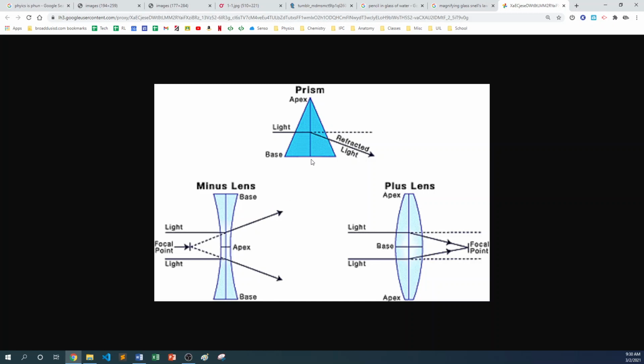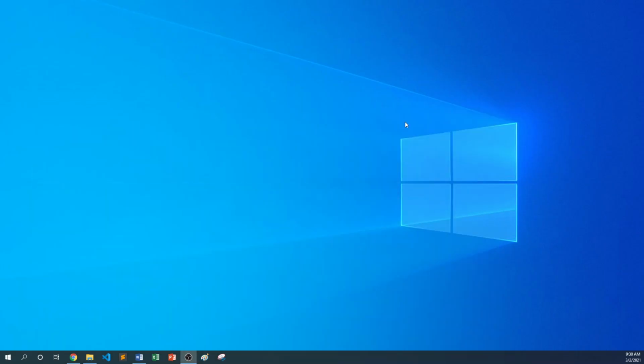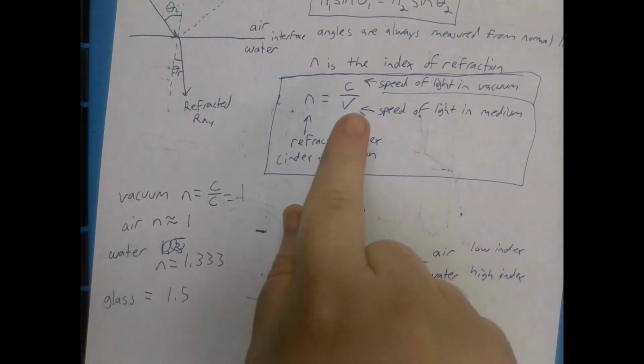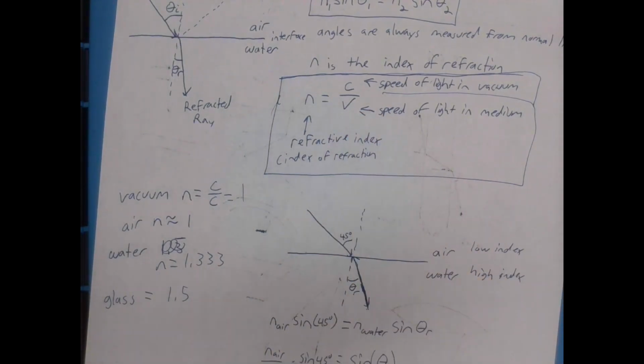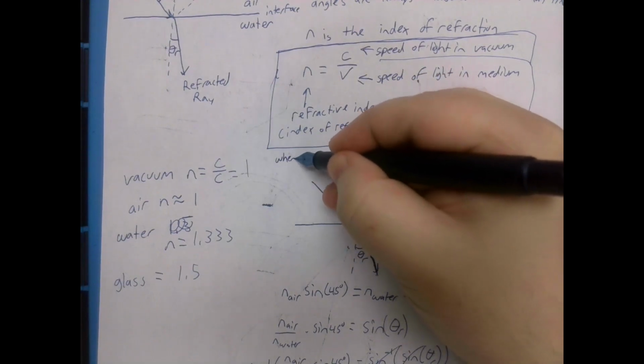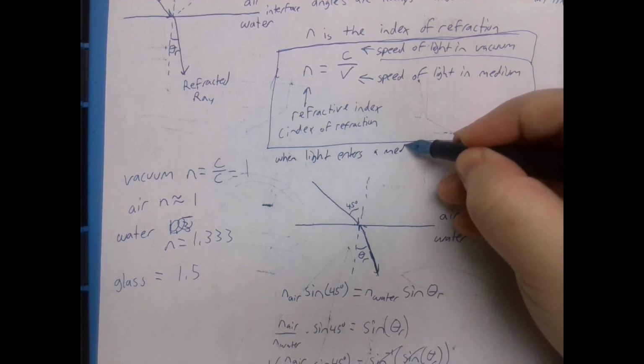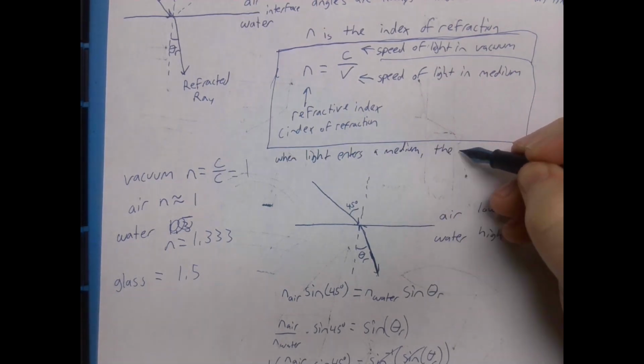So I've been treating this as if it worked for all light. This number here is actually not constant. This is an approximated version of the refractive index. It actually depends on the wavelength and frequency of light. Here's an important thing to know. When light enters a medium, the frequency does not change.